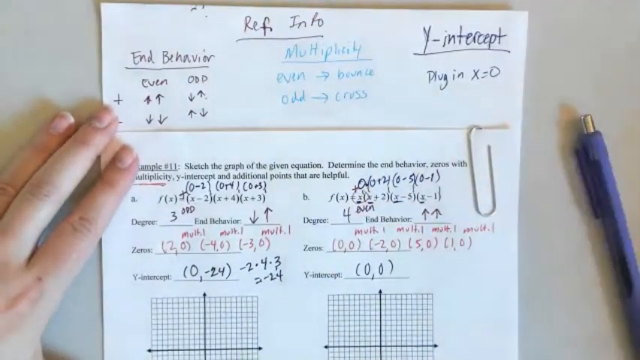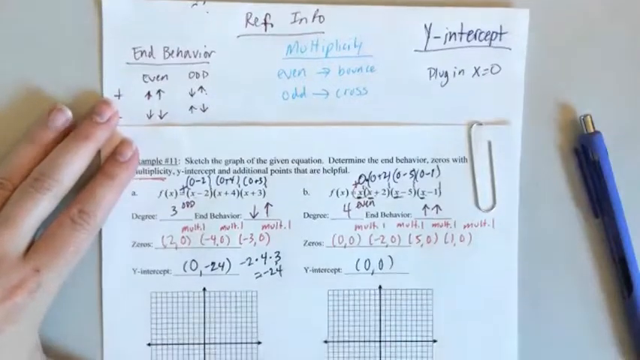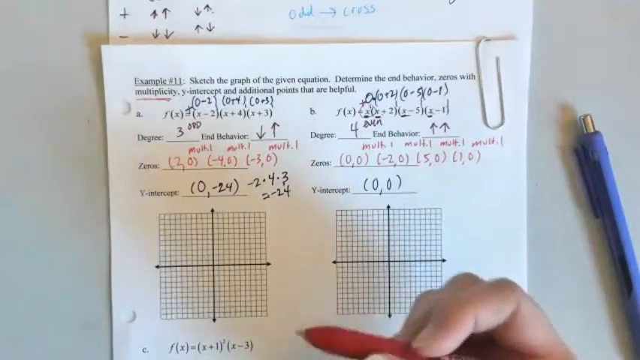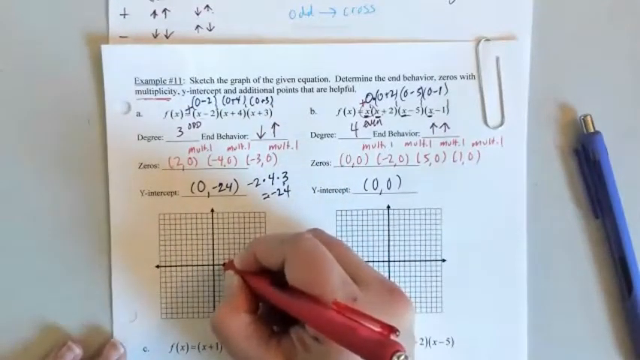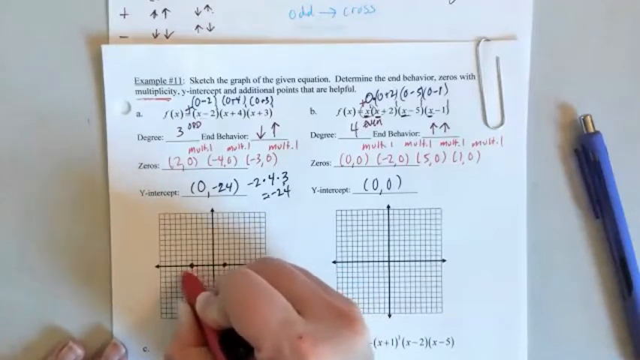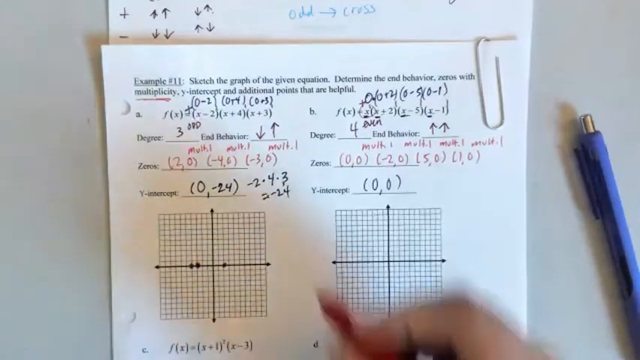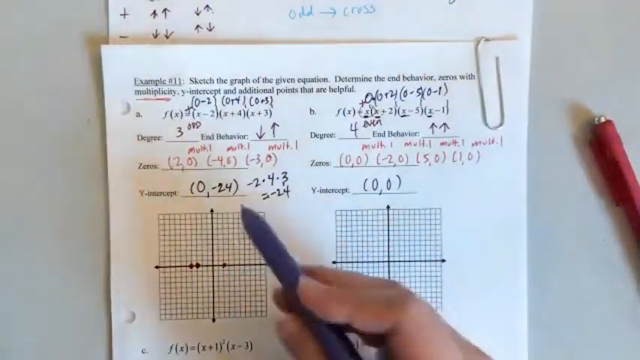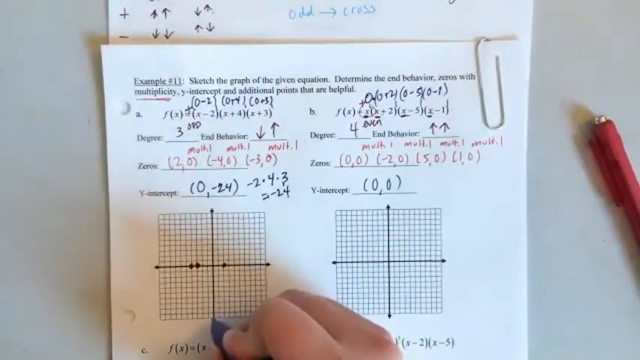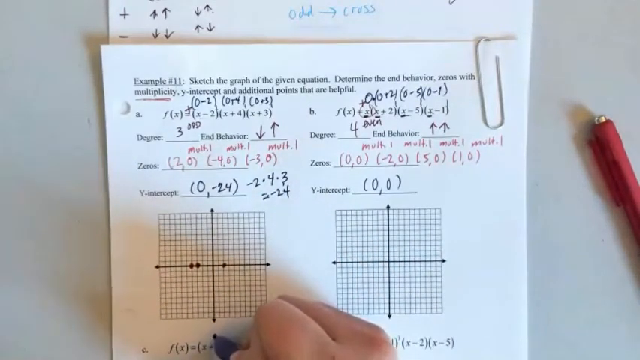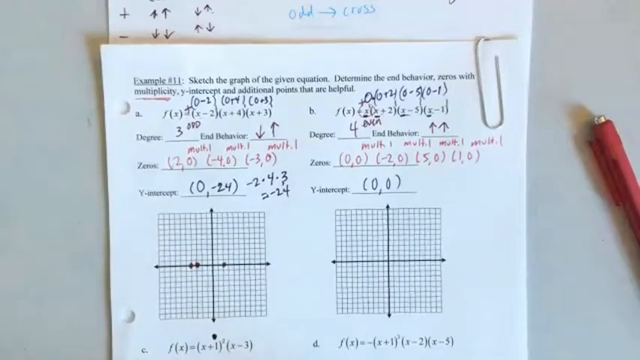Okay, now let's apply this all for our graph. I'm going to start by plotting all my zeros. So I'm going to mark positive 2, negative 4, negative 3. Okay. I'm also going to mark a point for my y-intercept, 0, negative 24. Well, actually, I can't really mark that. So it's somewhere down here on the negative side there.